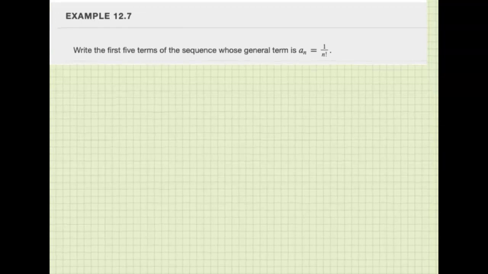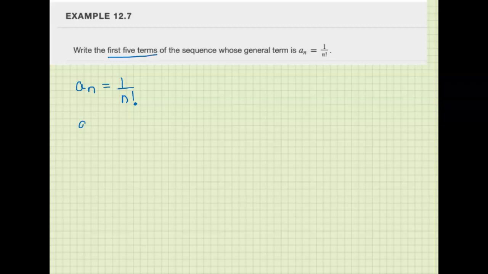In this next example, we're given the general term formula for the sequence: 1 over n factorial. And we want to find the first 5 terms of the sequence. So a1 is 1 over 1 factorial. 1 factorial is just 1, and 1 over 1 equals 1.